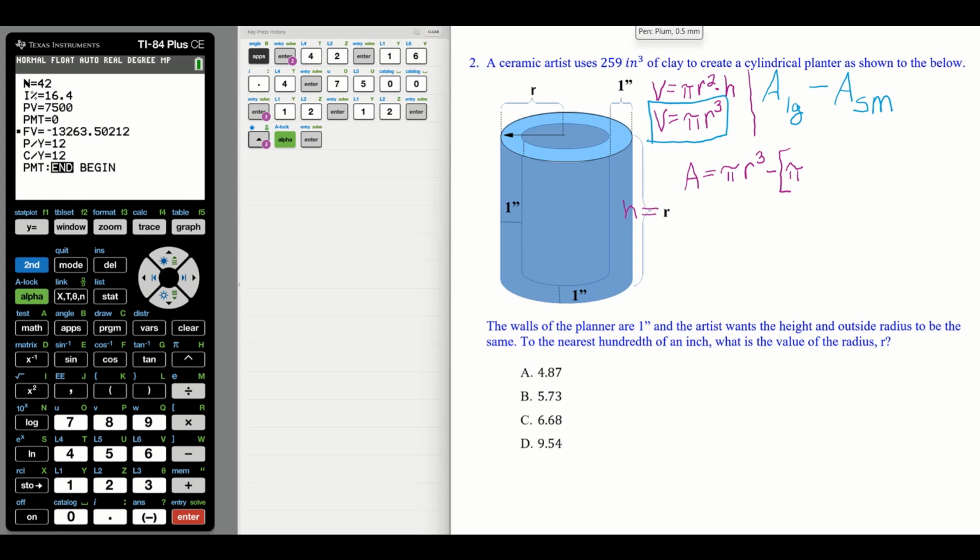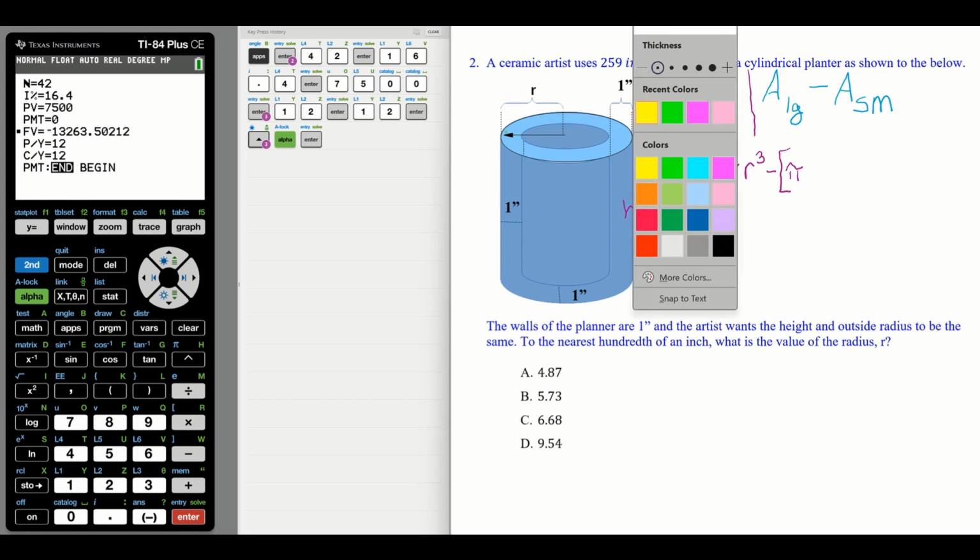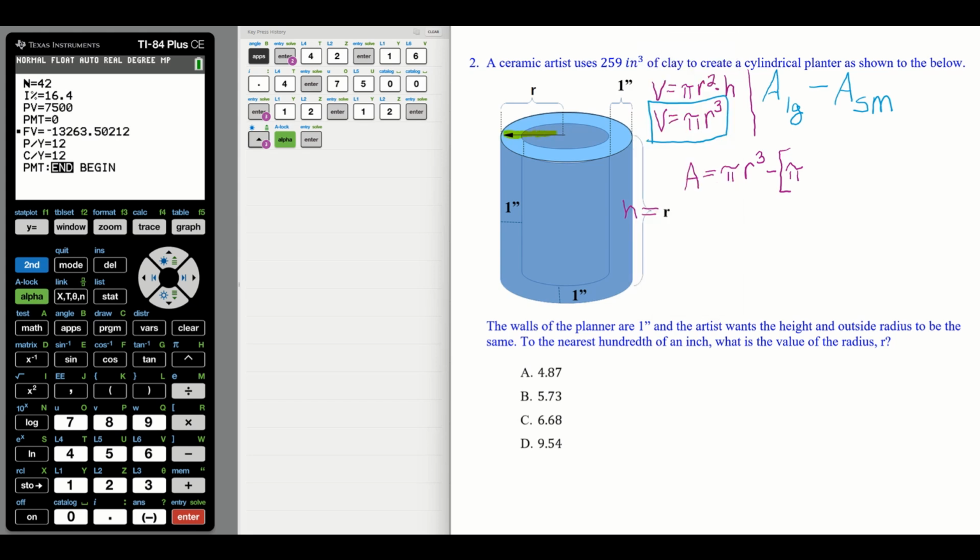Well, we don't have a lot of information, but we do know, see how here at the top, let me highlight this. This right here, that's R. But what we really want is this part right in here. Well, that's R minus the 1 that gives us this smaller radius, okay?